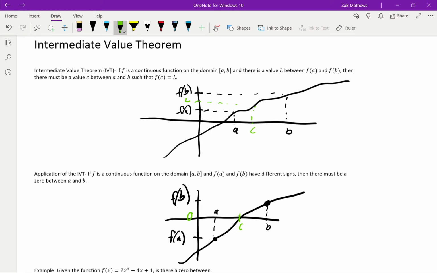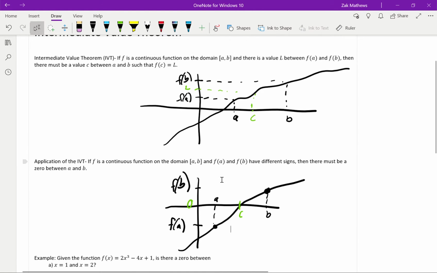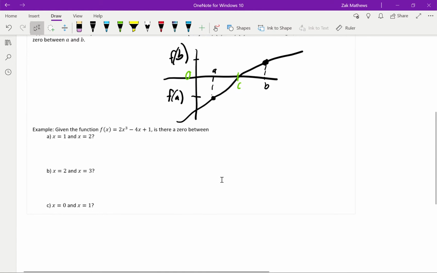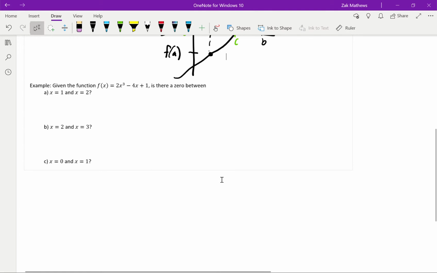And we'll talk about some polynomials. So if we're talking about a polynomial, there has to be a root of the function between a and b. So let's take a look at an example. Here we have a function f of x is equal to 2x cubed minus 4x plus 1.